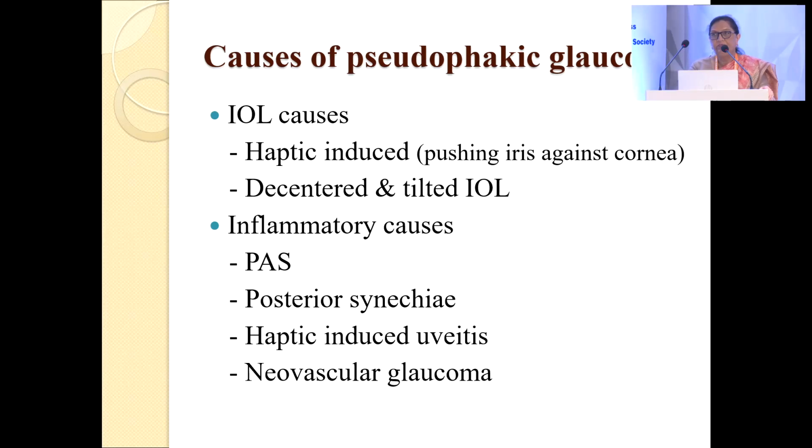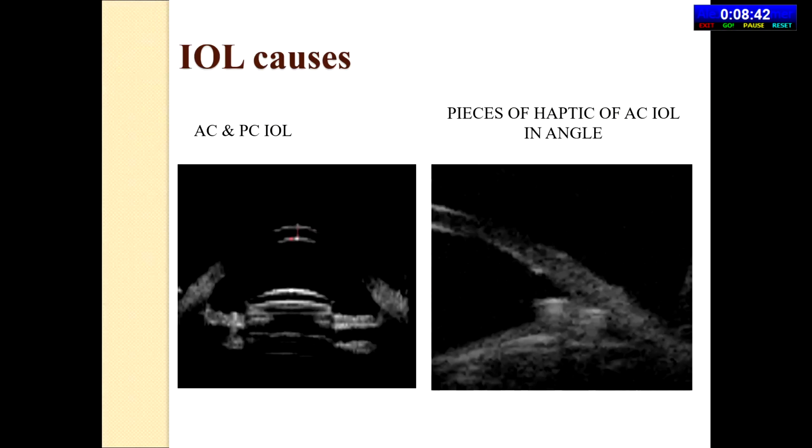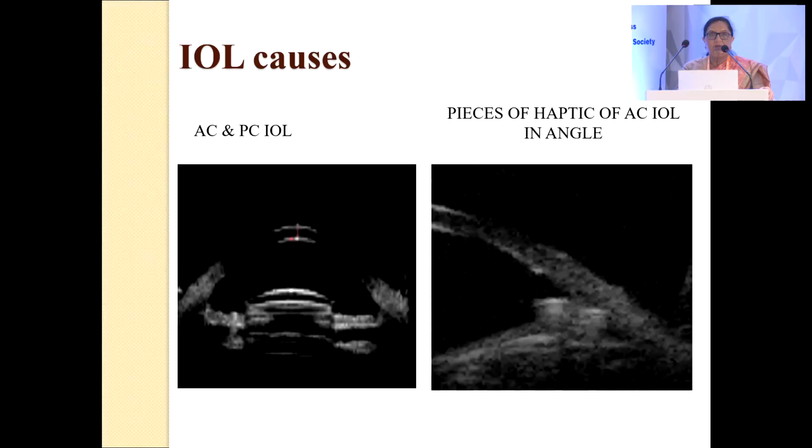The causes of pseudophakic glaucoma include IOL-related causes: haptic-induced, and decentered and tilted IOL. Inflammatory causes: peripheral anterior synechia, posterior synechia, haptic-induced uveitis, and neovascular glaucoma. Lens particle and foreign material causes also raise IOP, that is vitreous in the AC, lens particles, Soemmering ring, silicone oil in the anterior chamber. Others are aqueous misdirection syndrome, capsular block syndrome, and the UGH syndrome. So first we will take the IOL causes.